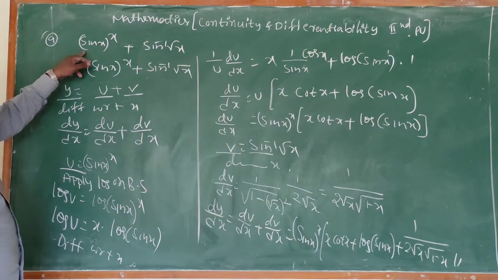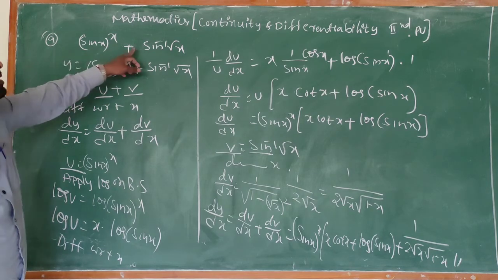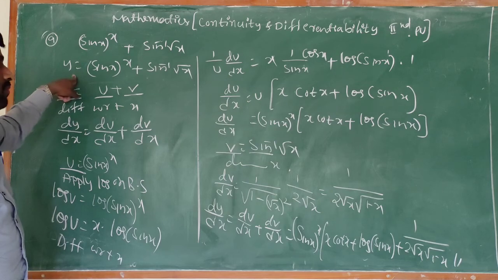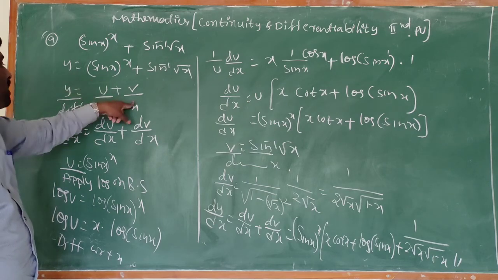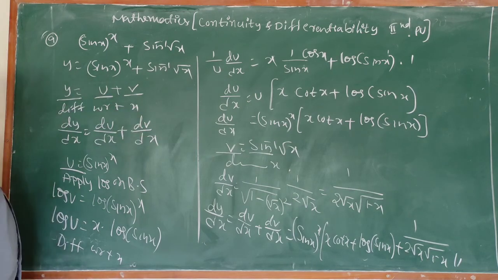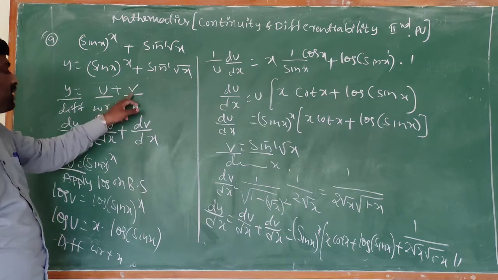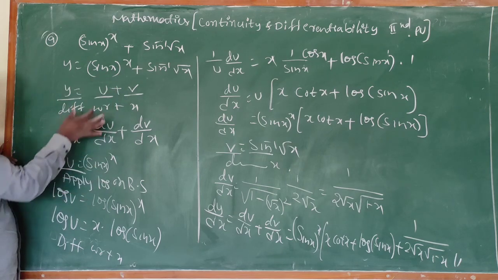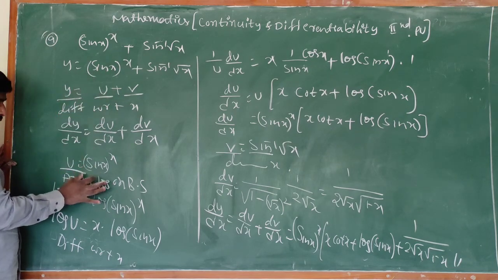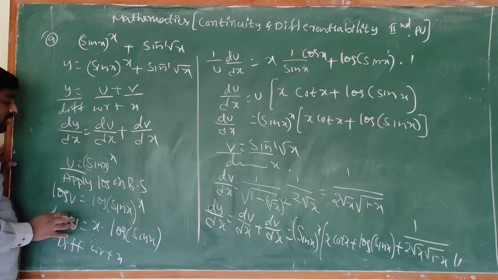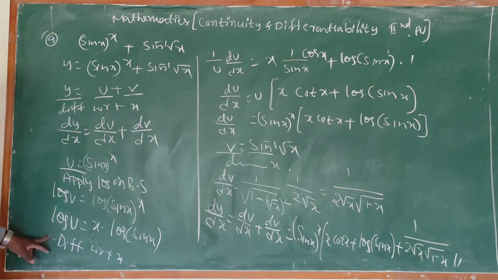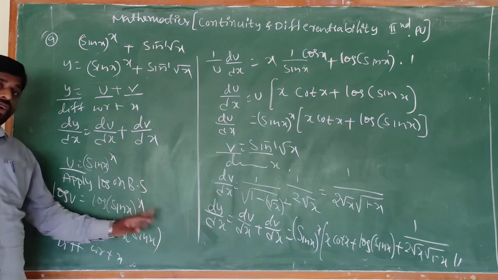Once again, observe here. Differentiate (sin x) whole to the power of x plus sin inverse root x. Now this function can be taken as y. And again y is equal to u plus v. Differentiate with respect to x. Y differentiation is dy by dx, du by dx, dv by dx. I want to find du by dx separately. So u is equal to (sin x) whole to the power of x. Log u is equal to log of (sin x) whole to the power of x. Log u is equal to x into log of sin x.